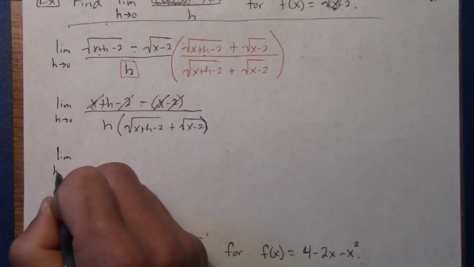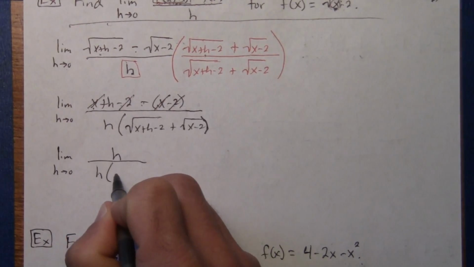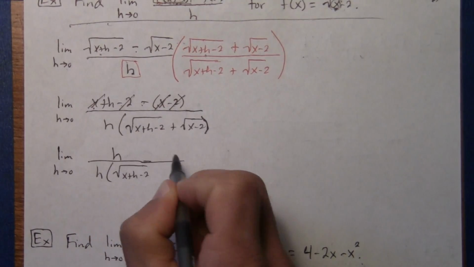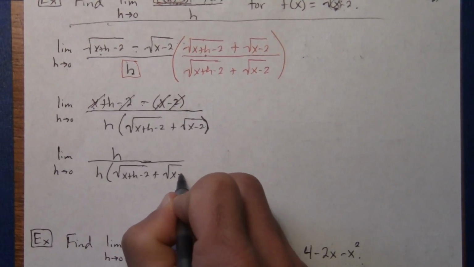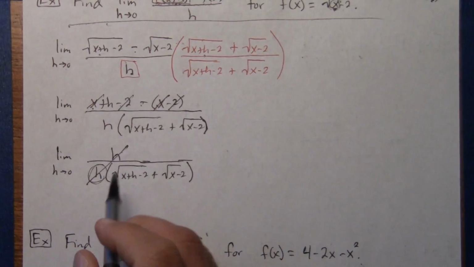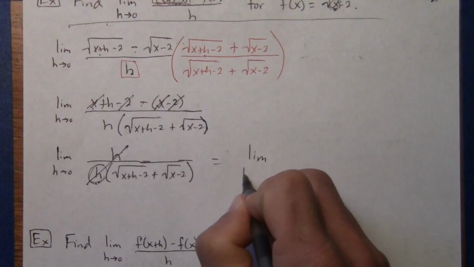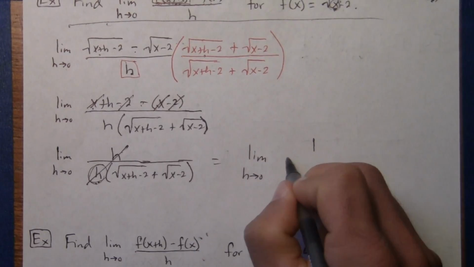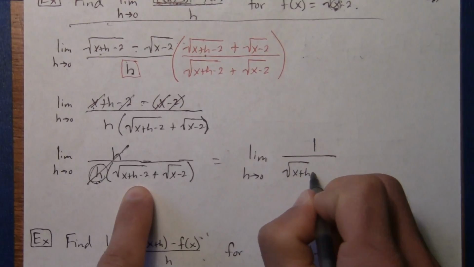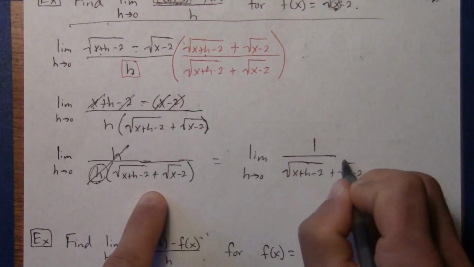I'm looking at the limit as h approaches 0 of h divided by h times a quantity. And because that h is being multiplied by a quantity, I am allowed to cancel it. So those cancel, and that's exactly what I wanted. I wanted that h to cancel. So now I am looking at the limit as h approaches 0 of an implied 1 divided by that quantity, the square root of x plus h minus 2 plus the square root of x minus 2.